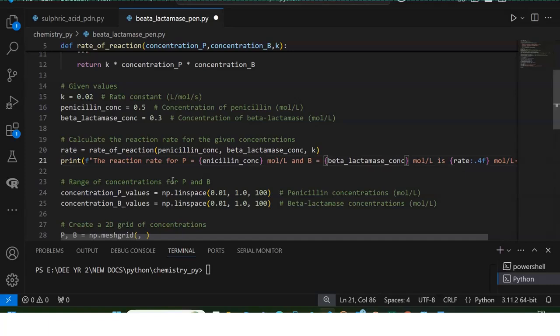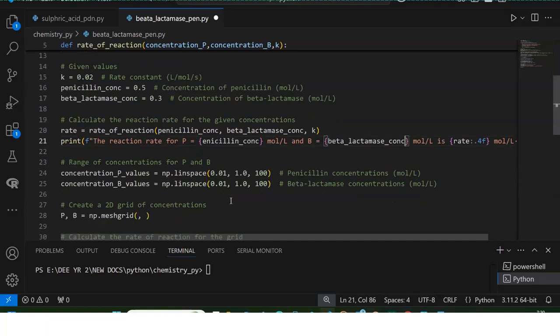Okay, so this function will calculate those values, and those values will give the value that is going to be placed here, and that will be the rate of the reaction. So let's look at the rate of reaction for P and B, with a range of concentrations for P and B.